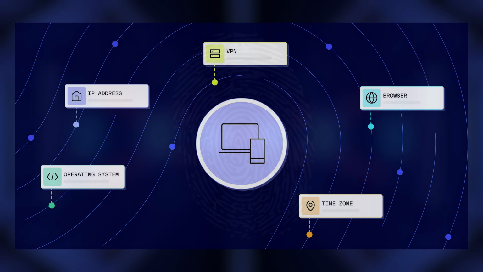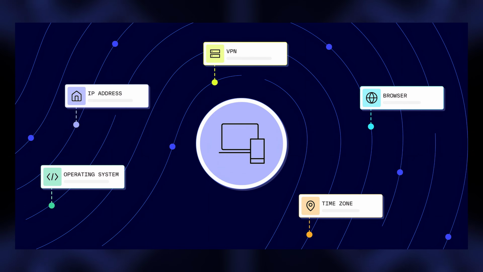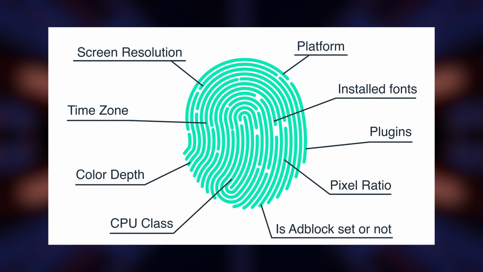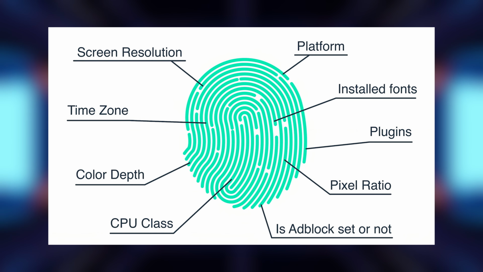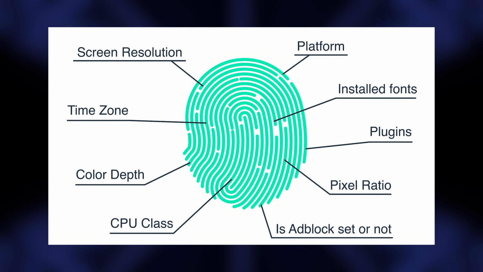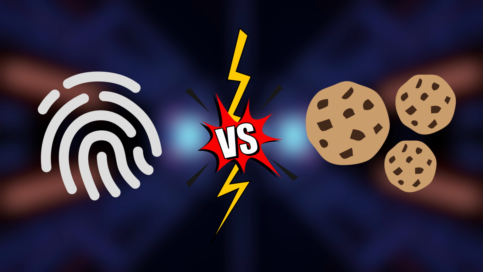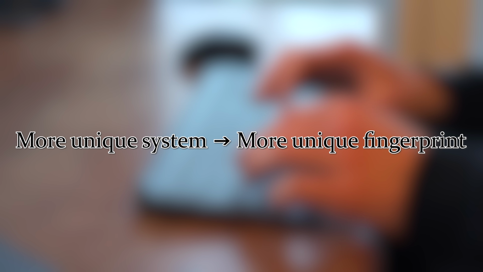Now, if you're not sure what fingerprinting is, it's basically a technique that websites use to identify and track your browser by collecting unique details about your device and your browser settings. So those would include web browser type and version, your operating system, your screen resolution, and possibly other details to do with your time zone and language. Fingerprinting is different from cookies and is harder to detect or block. There is also the notion that your fingerprint becomes more unique the more unique your system is.